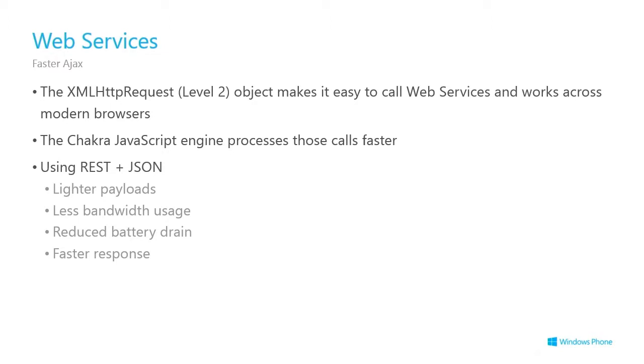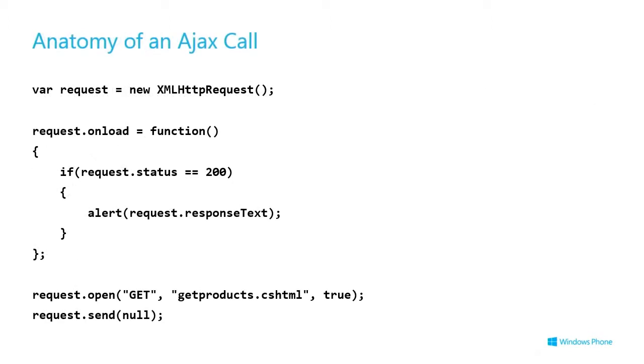Anyway, and what have I been pounding on the last 2 days? REST plus JSON. It's the native language of the browser, and so it works everywhere. Lighter payload, you're going to use less bandwidth. If you're crunching through less data, that means you're not draining the battery, and the speed is faster. It's smaller. It comes back faster.